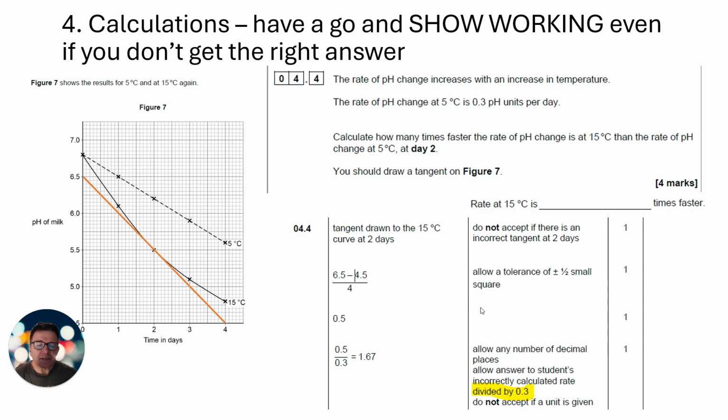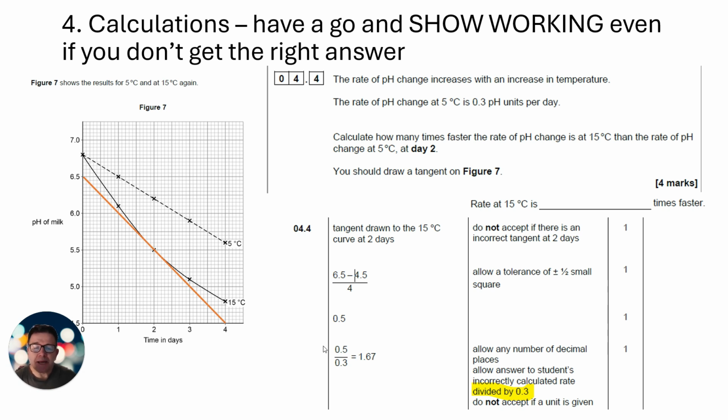I'll just show you the answers. You've got to draw a tangent through the curve at day 2, and then it shows the answer. 6.5 minus 4.5, and I've done it slightly differently, but you can do it in different ways and I would have got 0.5 anyway. Actually, I've done it exactly that way: 6.5 minus 4.5 on the y-axis, and then on the x-axis is 4. But you could have a different number.